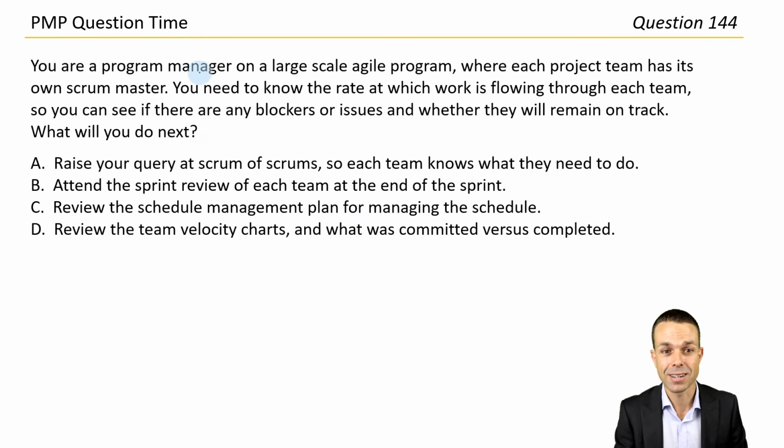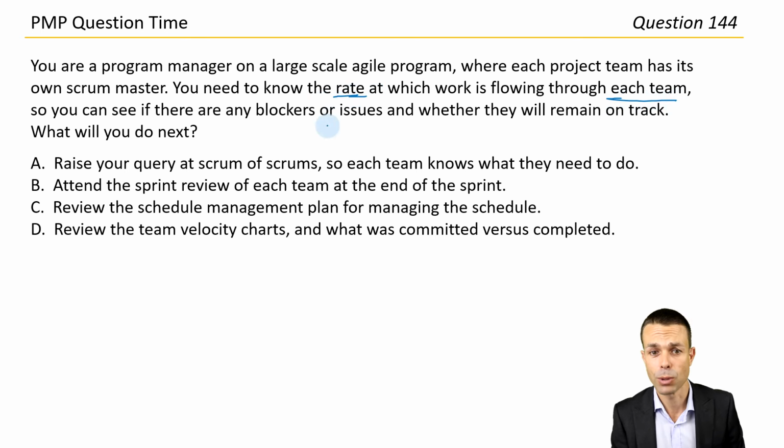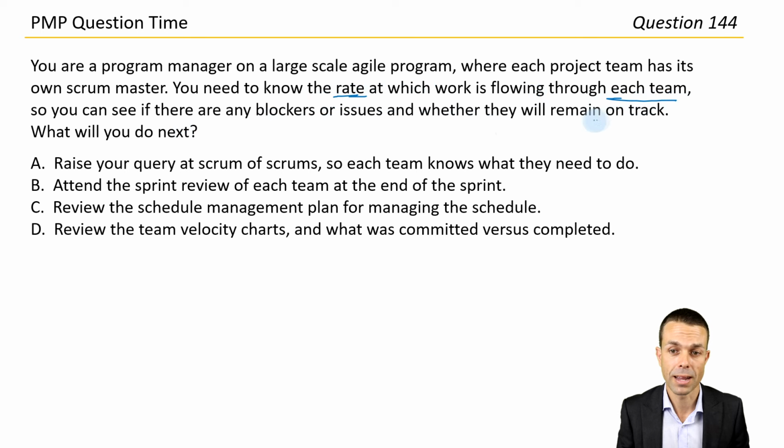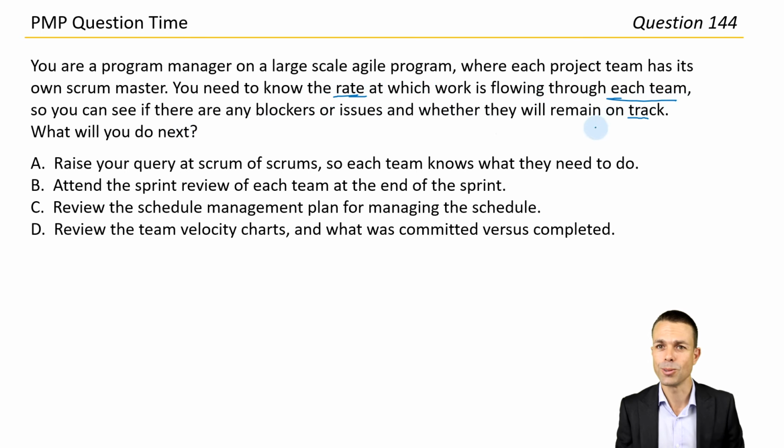You're a program manager on a large-scale Agile program where each project team has its own Scrum Master. You need to know the rate at which work is flowing through each team so you can see if there are any blockers or issues and whether they will remain on track. What will you do next?